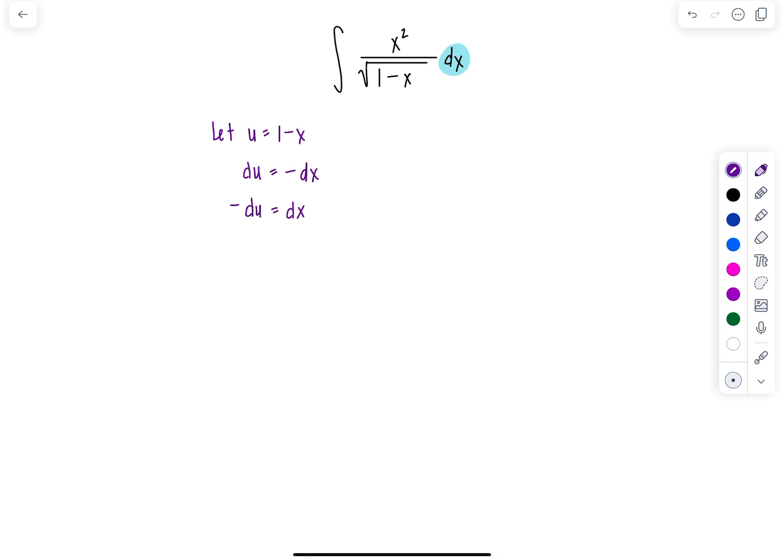All right, great. So I know that dx I can replace with negative du, and then 1 minus x down here I'm going to replace with u. But what about this x squared in the numerator? I have to switch everything in my integral to be in terms of u. And the key to finishing this problem is right here, where we decided what to let u equal. So I'm going to rearrange now and solve for x in terms of u.